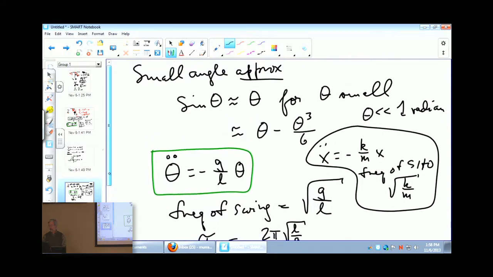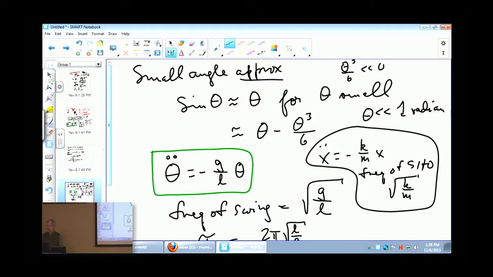And so what I want is for the theta cubed over 6 term to be much, much less than theta, so I can drop it. In other words, theta squared has to be much, much less than 6, so theta has to be much, much less than square root of 6. Or I was conservative, I said 1 radian. It's much less than 1. So typically 1/100th of a radian or something will be very small. And that's 10 degrees or 5 degrees or something.